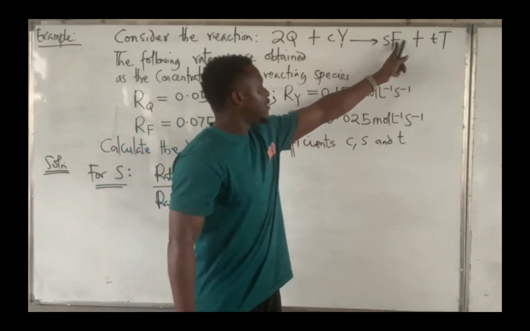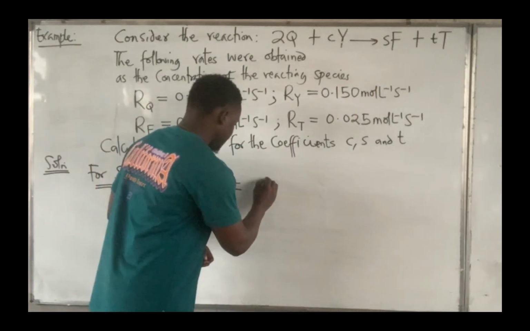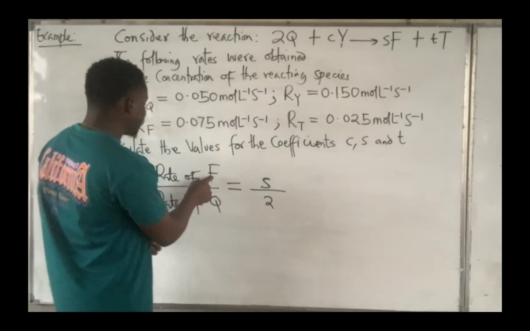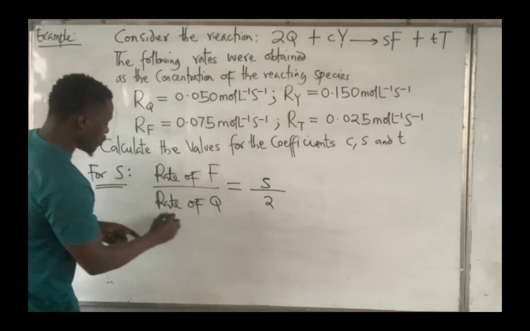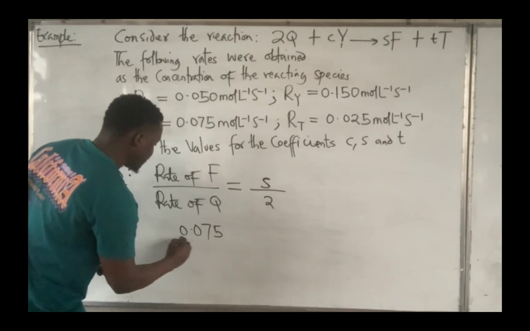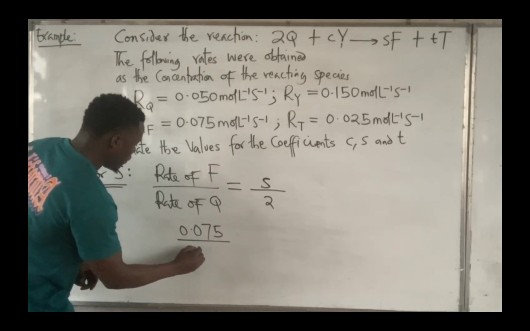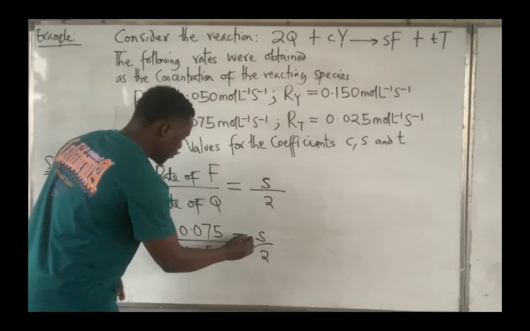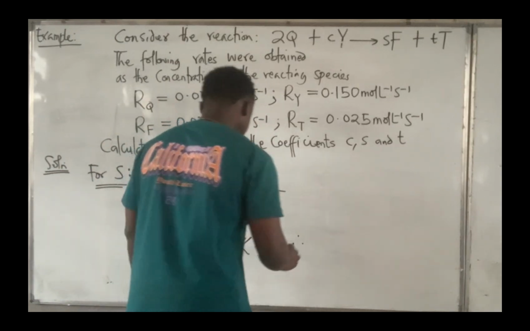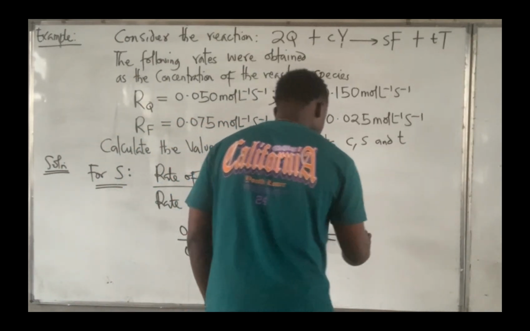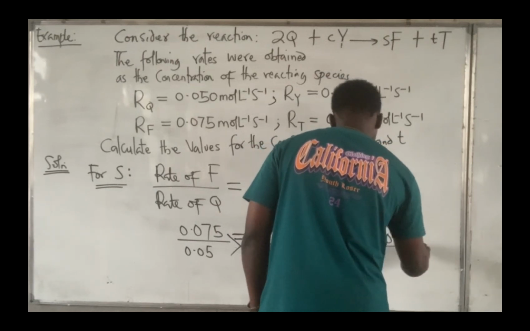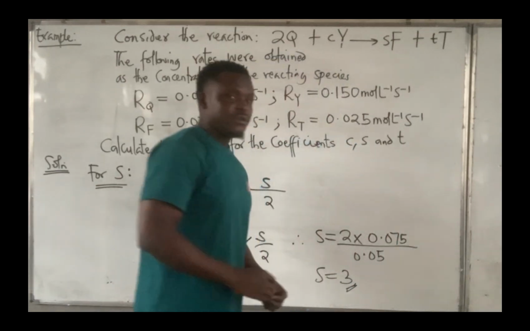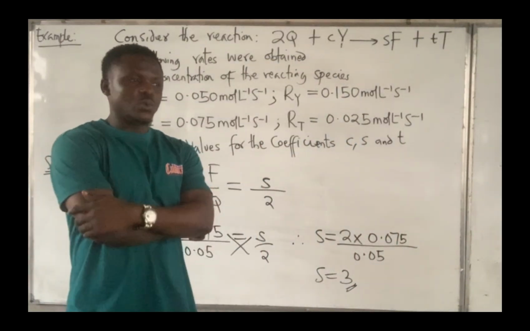The coefficient of F is S, and the coefficient of Q is 2. The rate of F in this case is 0.075, and the rate of Q is 0.05. So this equals S over 2. If you cross multiply, S equals 2 times 0.075 all over 0.05, and S is 3. So you definitely solve for the last one. The last one should give us 1.